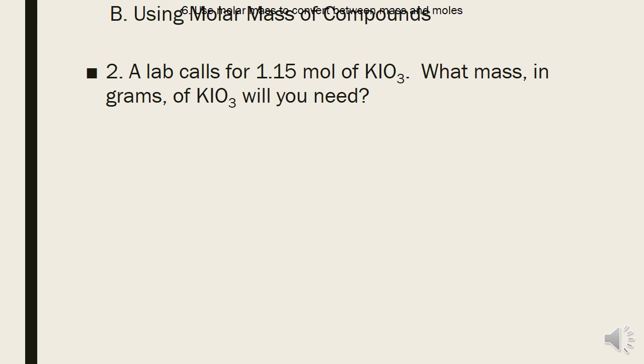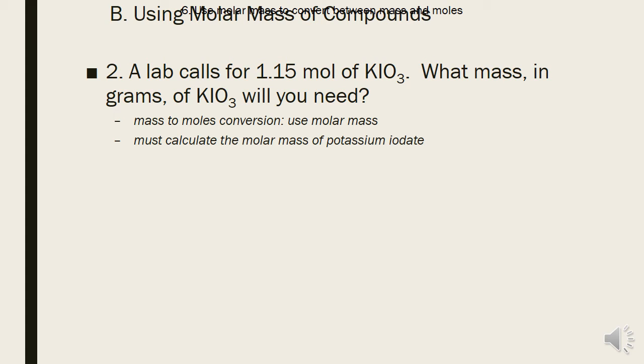All right, next problem. Go ahead and try this one on your own. So a lab calls for 1.15 moles of potassium iodate, that'd be the KIO3. What mass in grams of KIO3 will you need? Notice this is the same problem we just had. It's a moles to mass conversion. So we need to find the molar mass of KIO3. So you want to calculate that. So we have 1 mole of potassium, we have 1 mole of iodine, and 3 moles of oxygen. Should give you 214.00 grams for your molar mass.